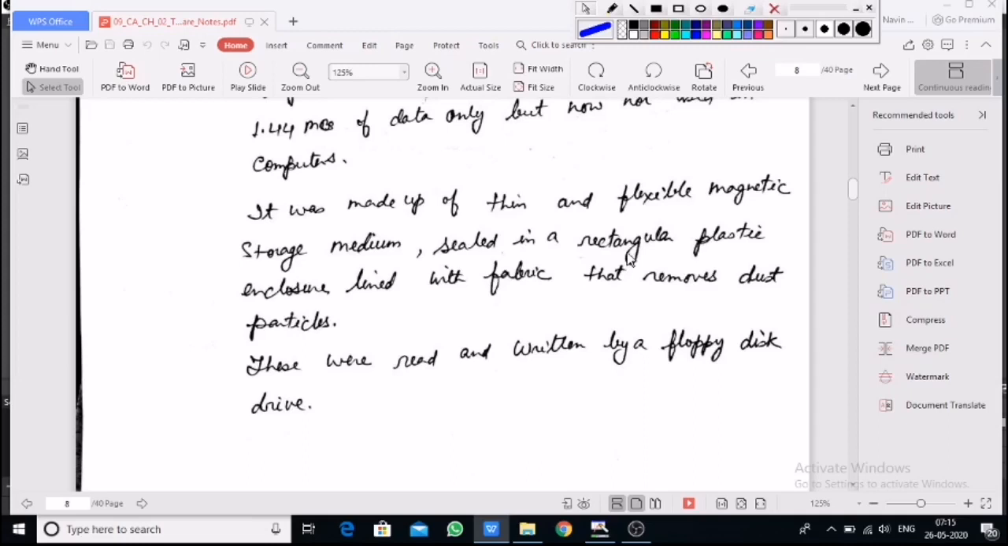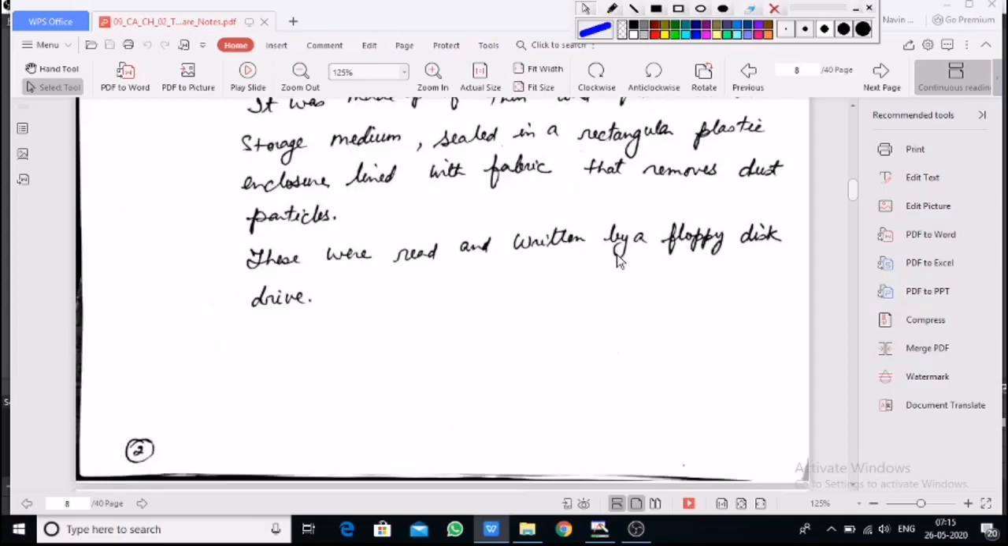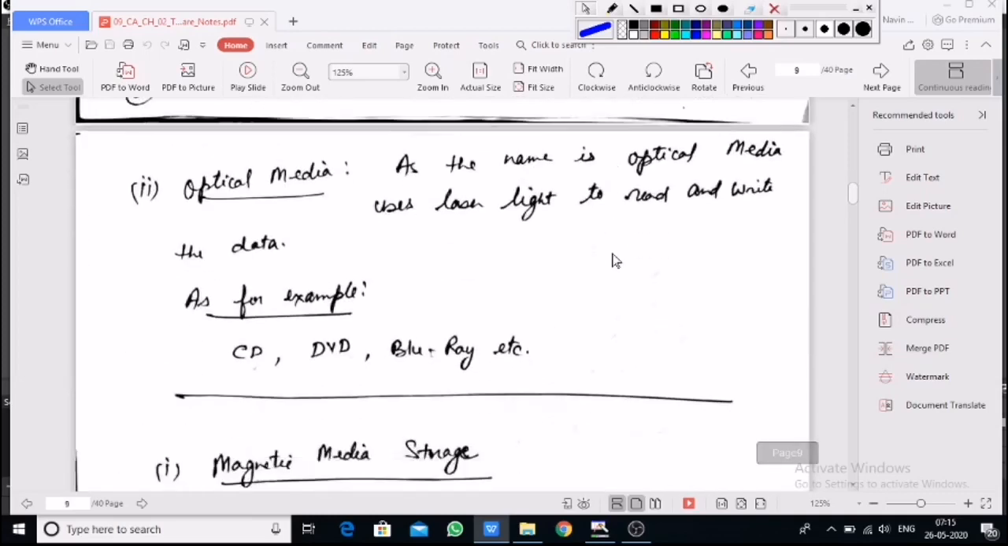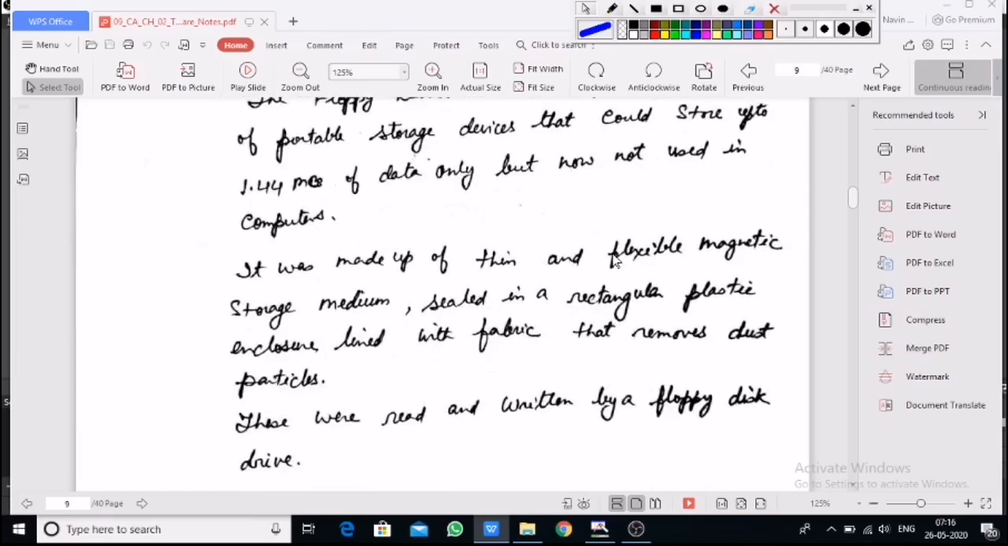Whenever we exposed it to dust, or took it outside our room, it would get infected at that time and then stop working. That is why it was not durable, and it also stored a very small amount of data. That is why it is not popular nowadays. Then is the hard disk drive.